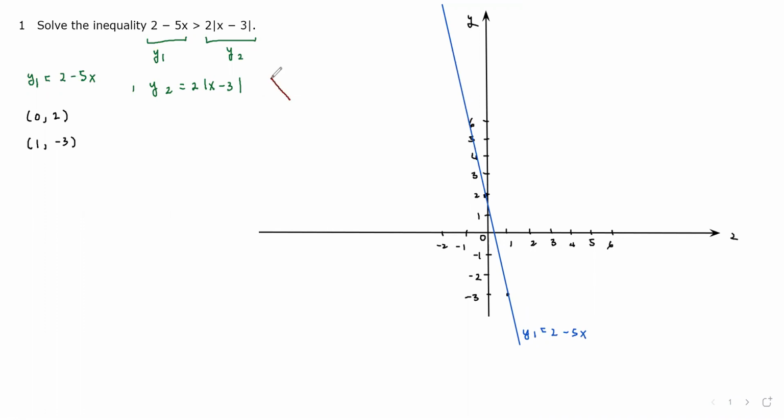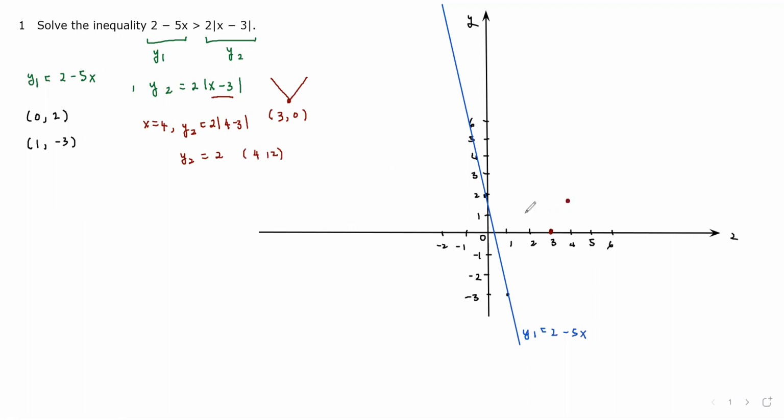The absolute value graph is a V-shaped graph. You have x minus 3, meaning that the vertex is at the point (3, 0). When x is 3, y is 0. Now, we just need to find 2 more points. We can let x be 4. When x is 4, y2 is 2 times 4 minus 3, so y2 has a value of 2. We have a point with coordinates (4, 2).